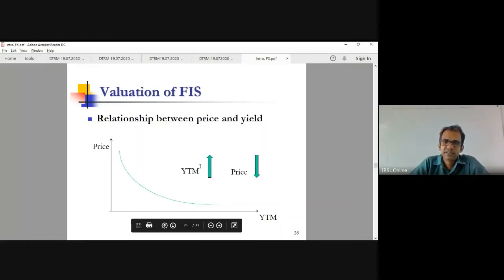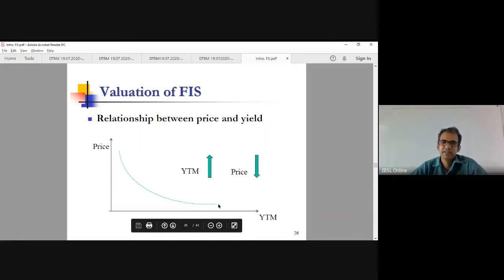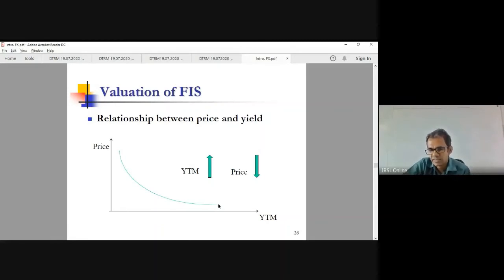Not only this direction, the inverse relationship, when the yield to maturity increases, price decreases, or when yield to maturity decreases, price increases. Not only that, remember that the shape, it's not linear. It's an inverse relationship, but it's not linear. It's a curve. Remember that shape.